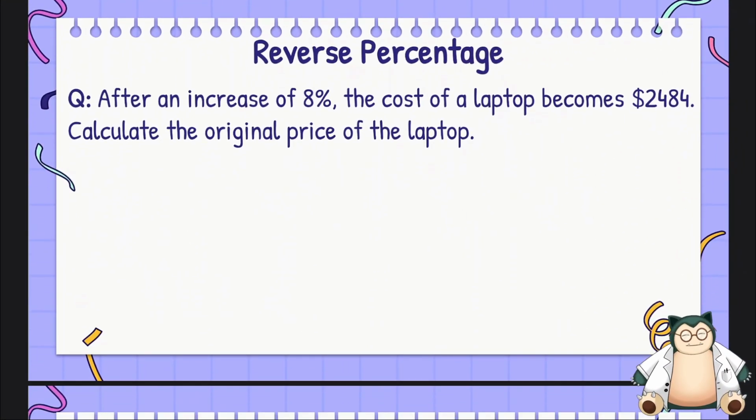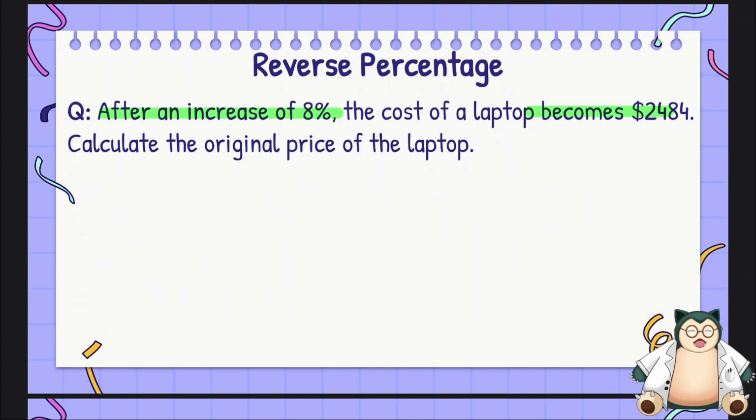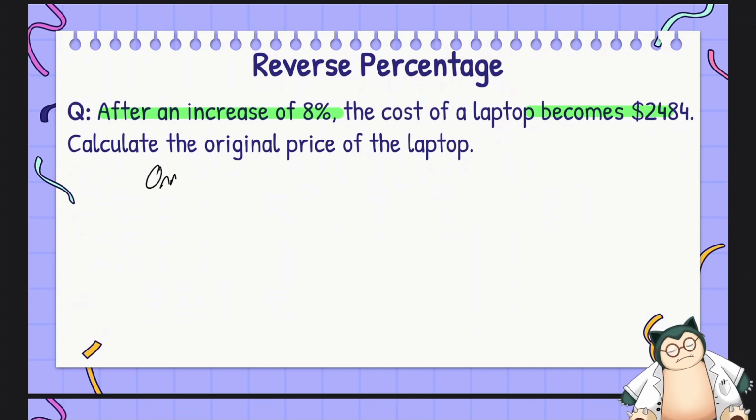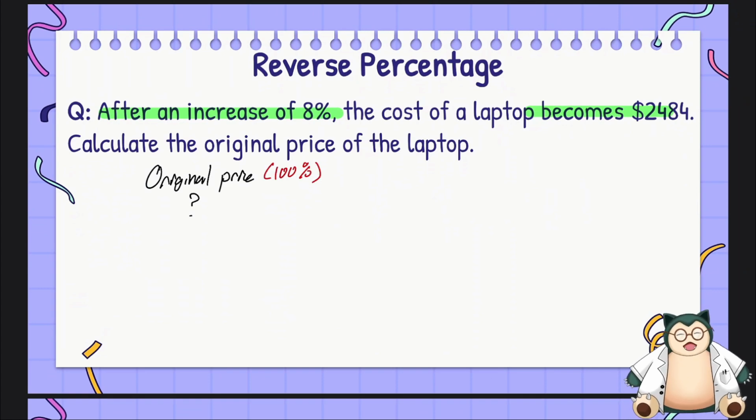Now, lastly, we go to reverse percentage. So in this question, after an increase of 8%, the cost of the laptop becomes $2,484. Calculate the original price. What I mean by reverse percentage is now we have to go from the final back to the original price. So we know the original price is a question mark, and we know this is 100%. Our base is always 100%.